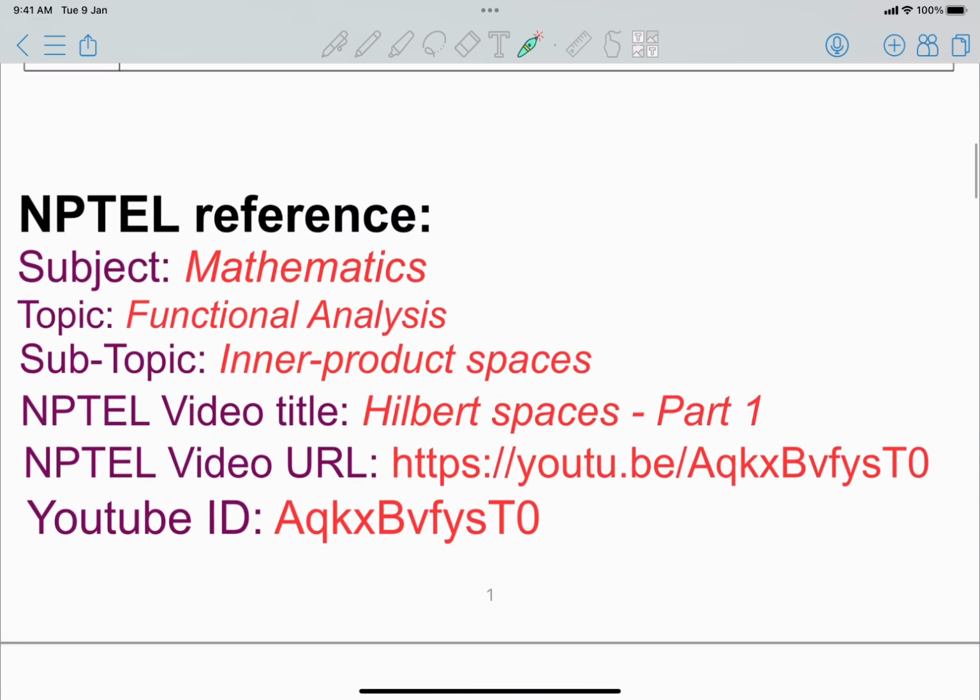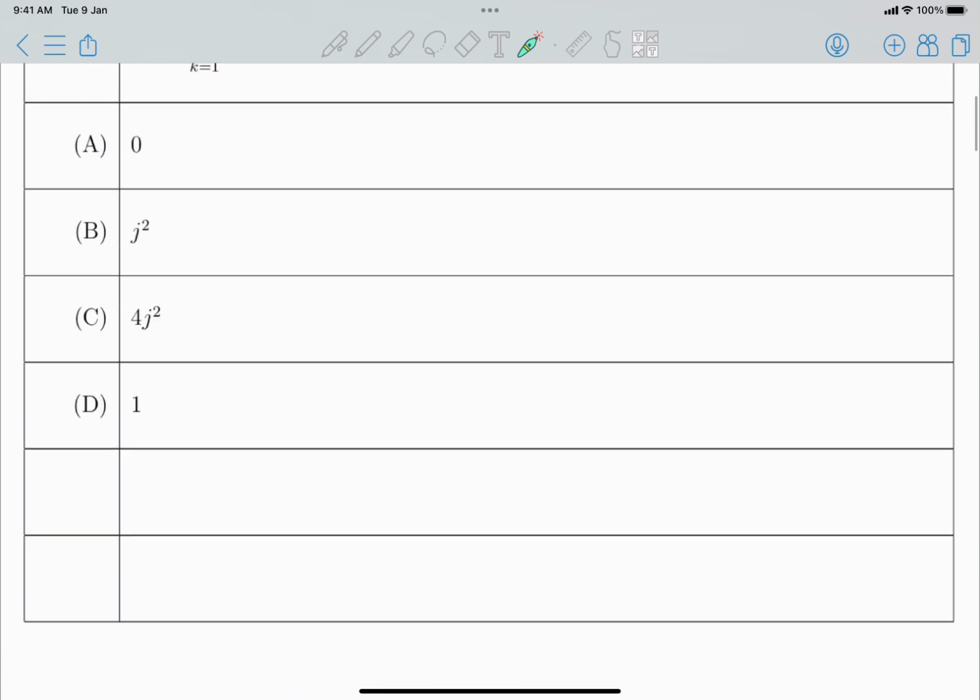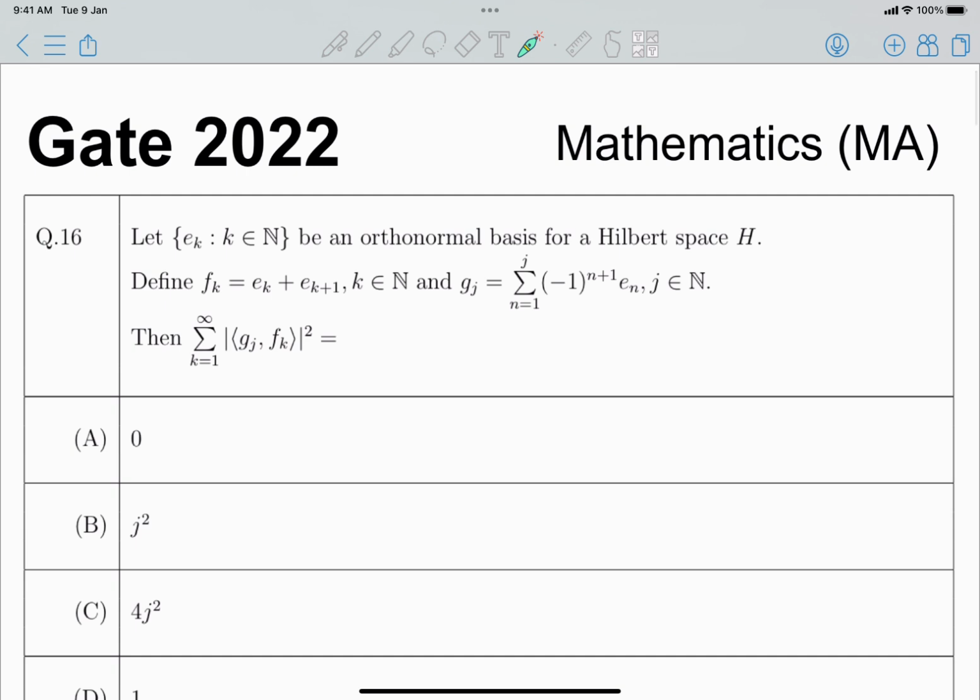In order to solve this, this is the NPTEL reference, which you can check for the references. So let's try to solve this one. We have to find this series.